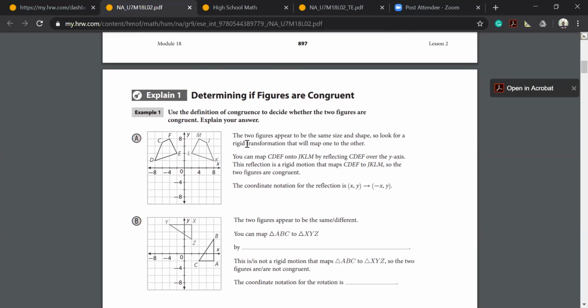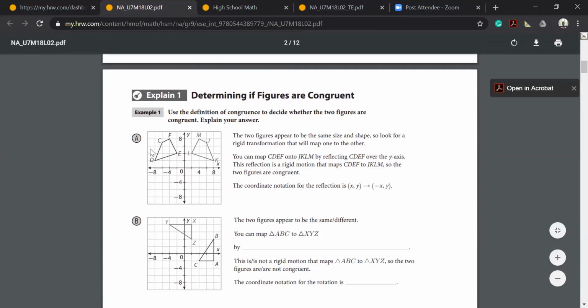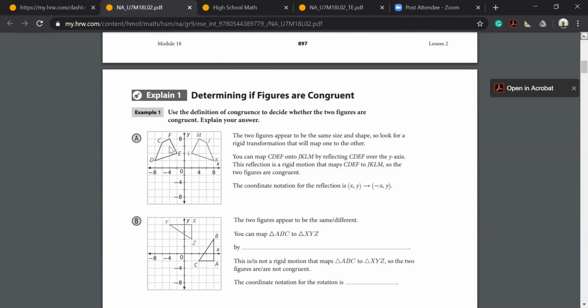Okay, let's read question A. Can you see these two figures? Can you tell me if they are congruent or not? How can I tell you? If I tell you that I can do reflection or translation or rotation, so they are going to be congruent. What do you think? What's happening here? They are doing what? It's very obvious. They are doing reflection. It's a reflection, right? L is facing E, M is facing F, J is facing C, and K is facing D. So it's a reflection. The two figures appear to be the same size and shape.